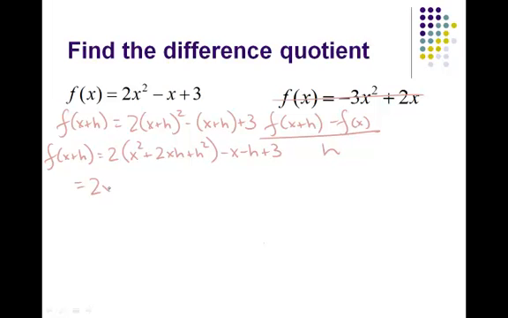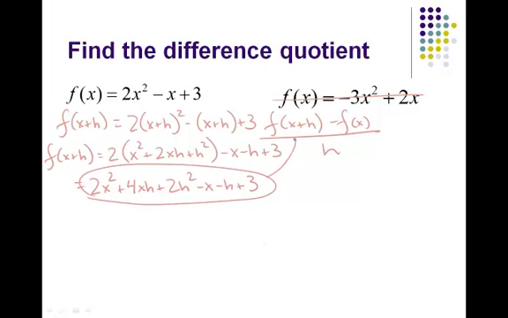My final step would be to distribute the 2, and then to see if I can simplify anything. It doesn't look like I can. So this entire expression is my value for f of x plus h. So, working down here, I'm going to repeat all of this for my f of x plus h, 2x squared plus 4xh plus 2h squared minus x minus h plus 3.